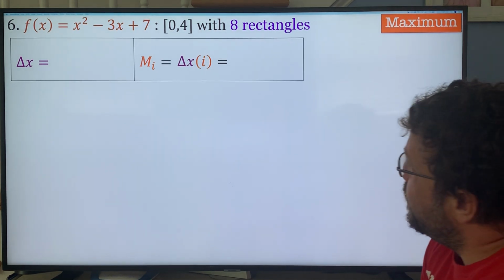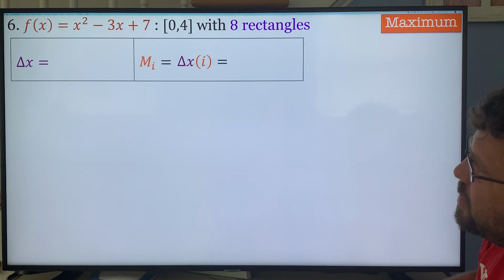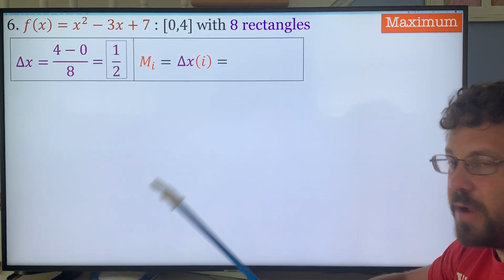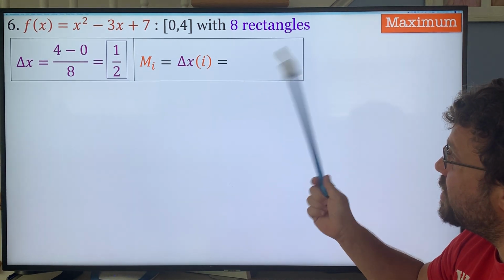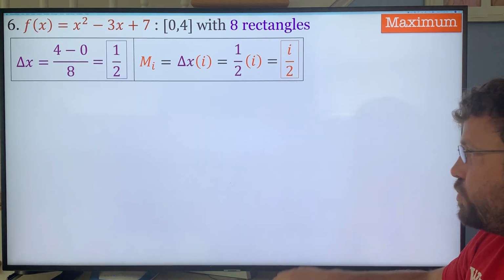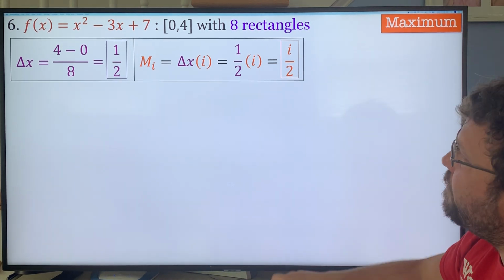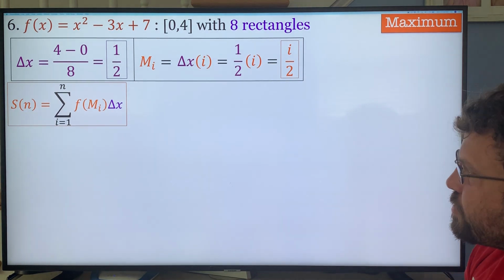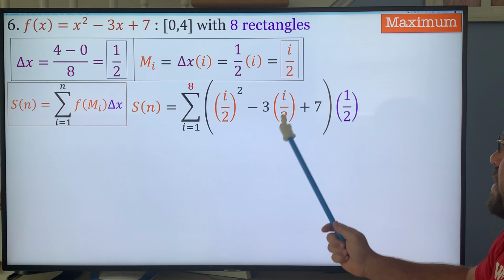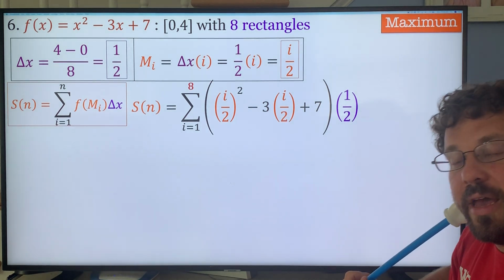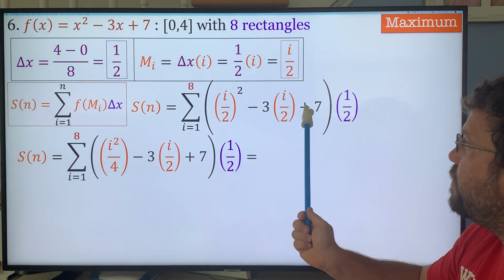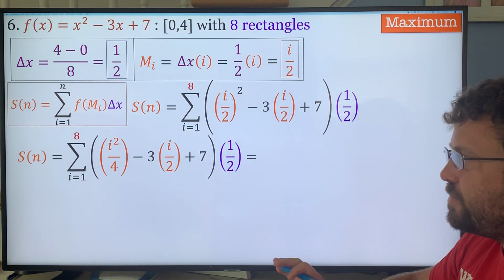All right, we're going to take the same formula down. Now we're going to do maximum. Delta x is the same. 4 minus 0 divided by 8 is 4 over 8, or 1/2. Delta x times i is 1/2 times i, or i over 2. All right. Use our formula. i over 2 gets plugged in here. (i over 2) squared minus 3 times i over 2 plus 7, times 1/2, which is our delta x. i squared over 4 minus 3i over 2 plus 7 times 1/2.